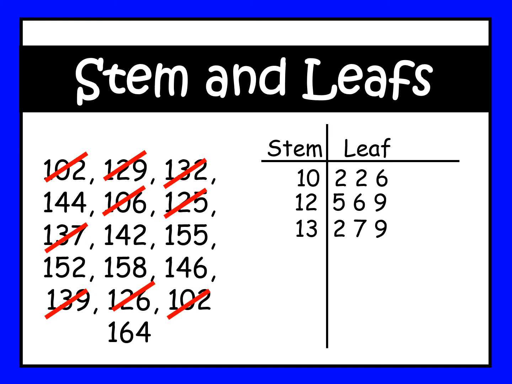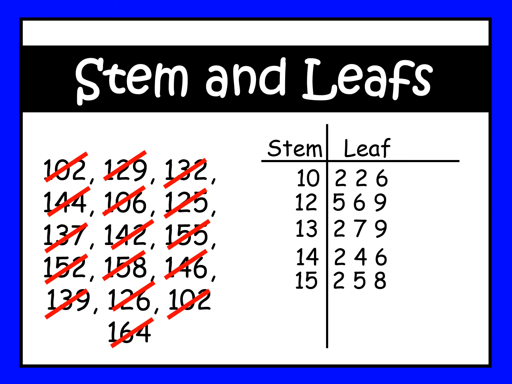132, 137, 139. 140s: 144, 142, 146. So 142, 144, 146. Then I have 155, 152, 158: 152, 155, 158. And finally my last remaining one is 164. That goes in my stem and leaf. Notice that all my tens and hundreds are in my stem and all my ones are in my leaf part.